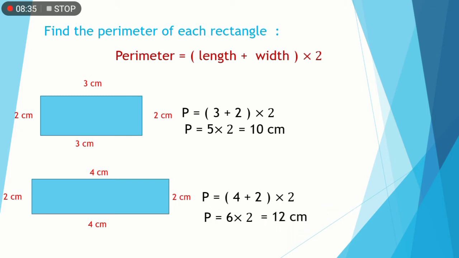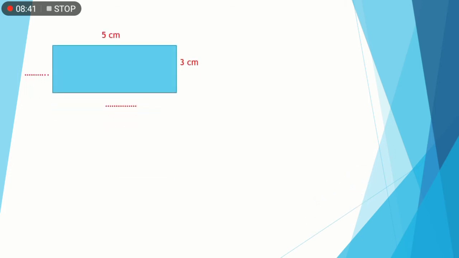The next one, 5 and 3. I have now 2 missing sides. If the length is 5 centimeters, the opposite length will be 5 centimeters. If the width is 3 centimeters, the opposite width is 3 centimeters. I can find the perimeter now.